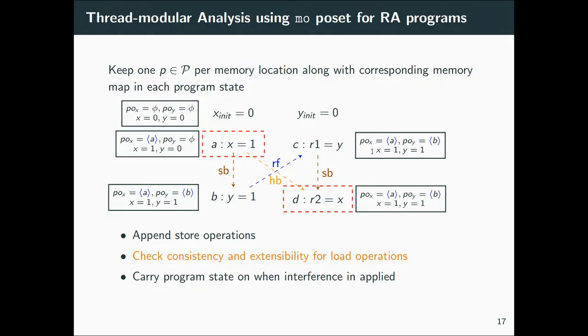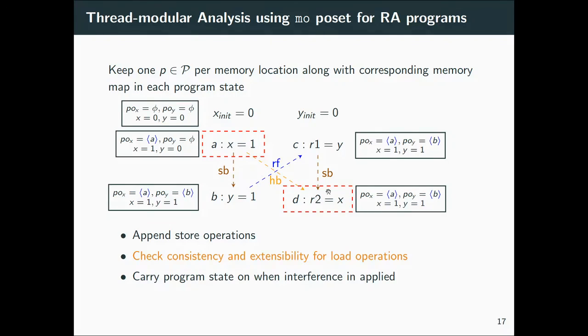In some cases, it is possible that the program state before the load operation and the program state after the interfering store operation cannot form a valid modification order. That is, the two partial executions lead to an invalid execution under RA. Hence, for a load operation, we first check consistency and extensibility of the modification order. If these checks are passed, we merge the two program orders.